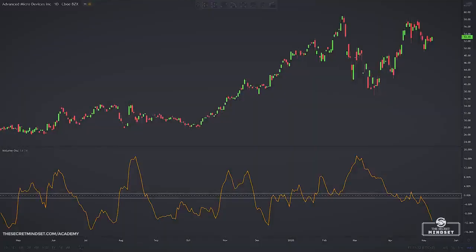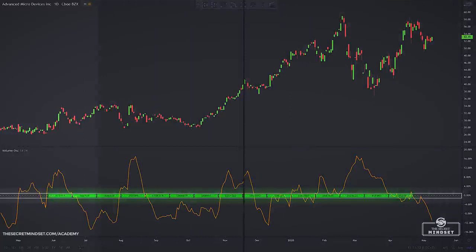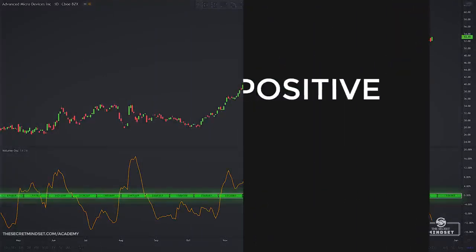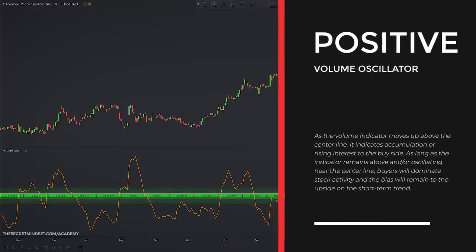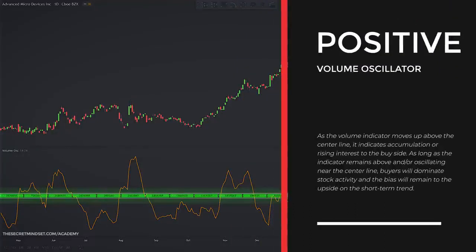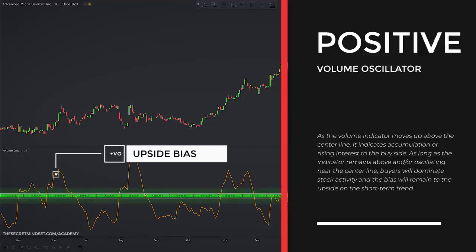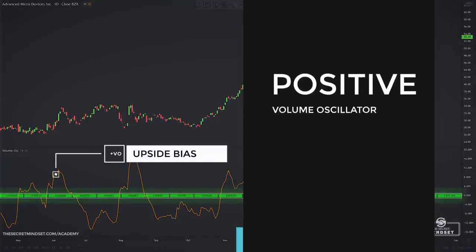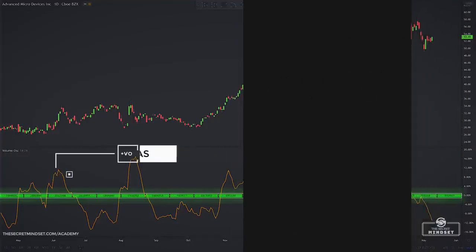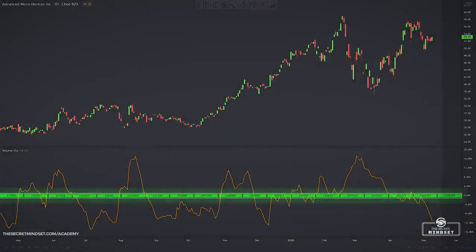The volume oscillator is easy to read because of its centerline. As the volume indicator moves up above the centerline, it indicates accumulation or rising interest in the stock to the buy side. As long as the indicator remains above and/or oscillating near the centerline, buyers will dominate stock activity, and the bias will remain to the upside on the short-term trend.